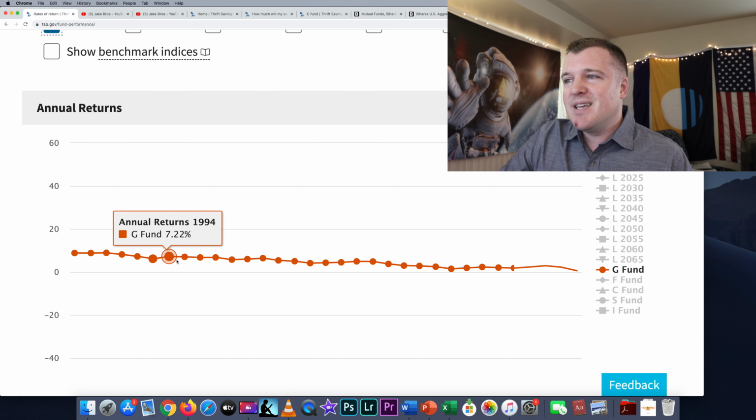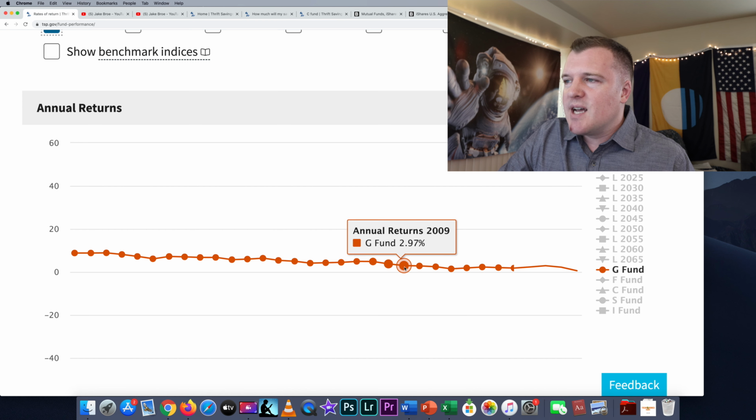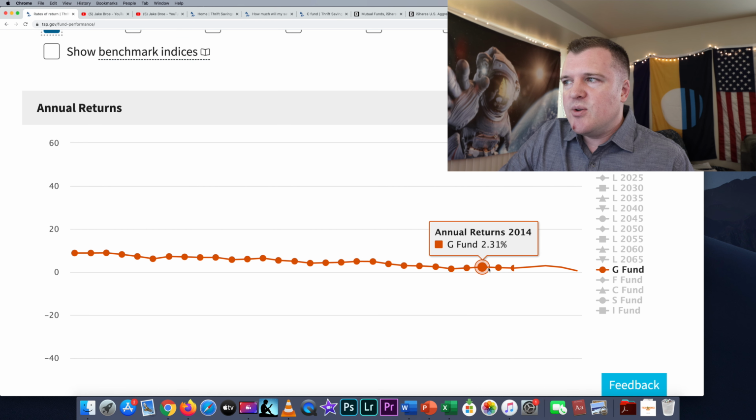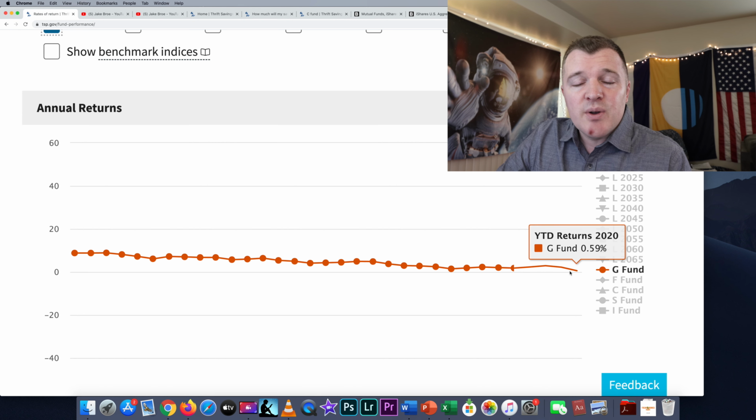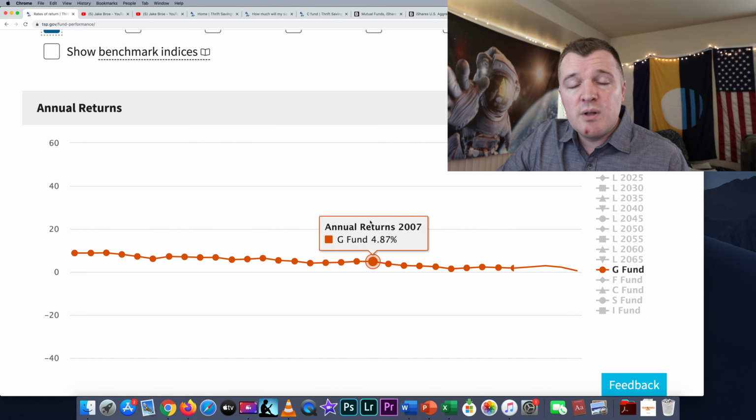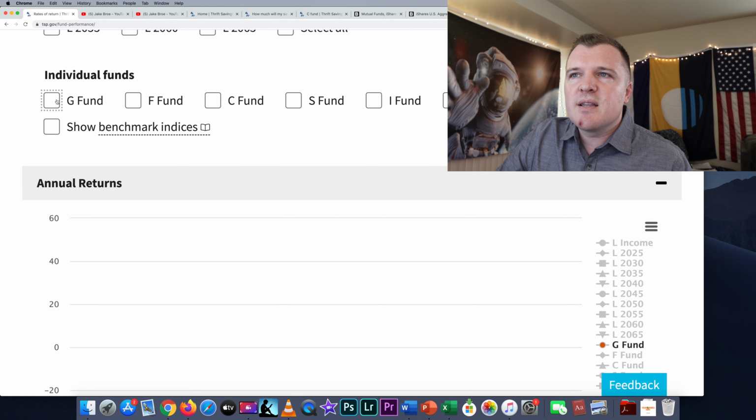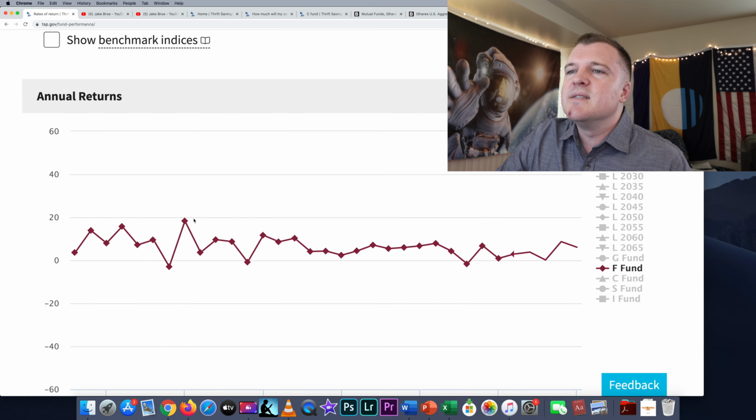I think a lot of people would take that today. But over time, as interest rates continue to fall, the G fund's performance is down, down, down. This year, 10-year Treasury notes will average under 1%. It will not beat inflation. So let's deselect the G fund and let's add the F fund.